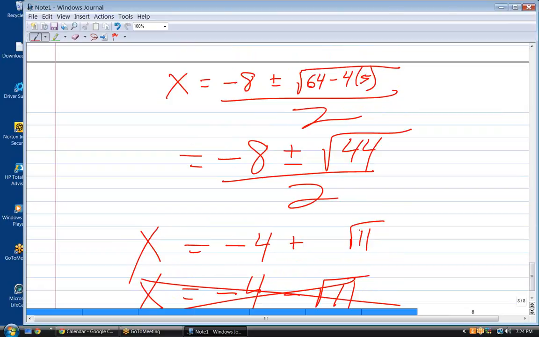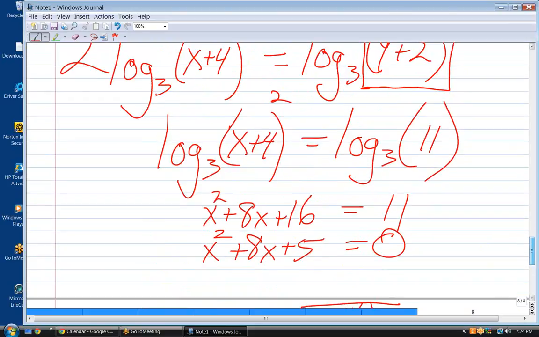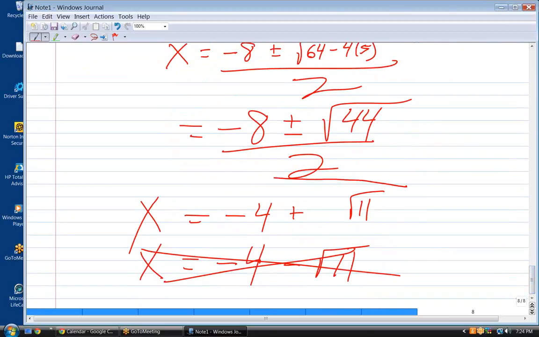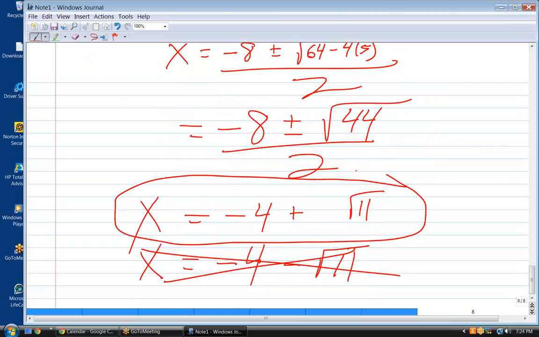Square root of 11 is 3 and change. So minus 4 plus a positive 3 and change is going to be positive, like 0.8, which is fine. Doesn't violate the domain. So the answer is expressed like that, not as a decimal, but minus 4 plus root 11 is the answer for x.